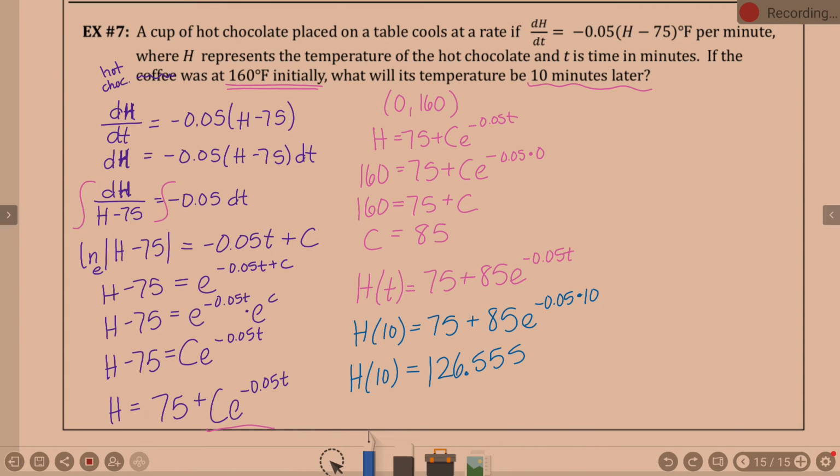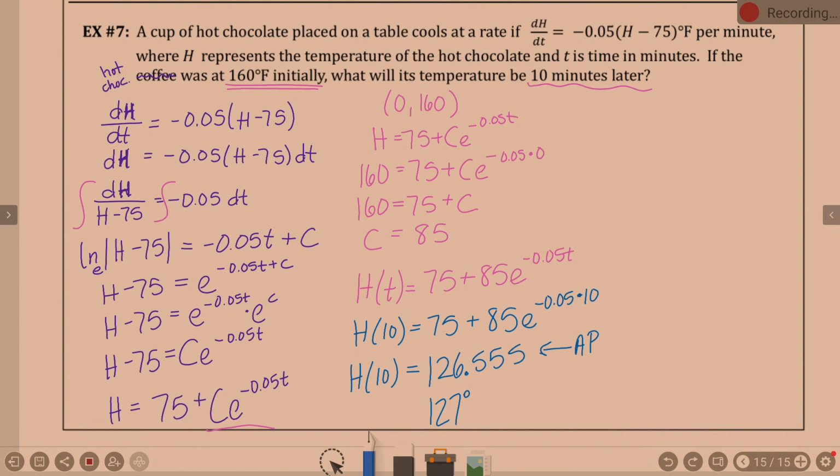And what I have written next to that is our AP answer, right? Unless they give you any reason to go less than 3 decimal places, that's what we're doing. Now, what are you and I more likely to say? About 127 degrees, right?